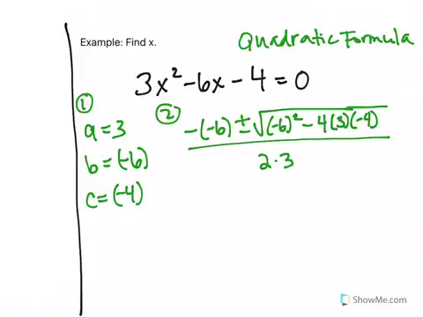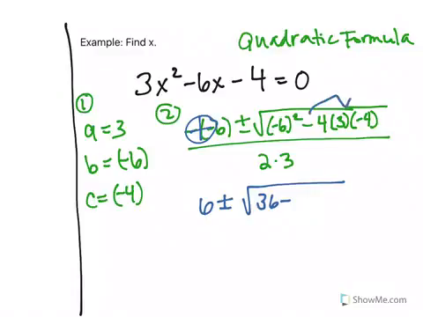Alright, time to simplify. This becomes a positive 6. So I've got 6 plus or minus the square root of -6 squared, which is 36, minus. And again, here we've got a negative number and a negative number, so it's going to end up a positive number. 4 times 3 is 12. 12 times 4 is 48. So I'm going to add 48 down here, all divided by 2 times 3, which is 6.